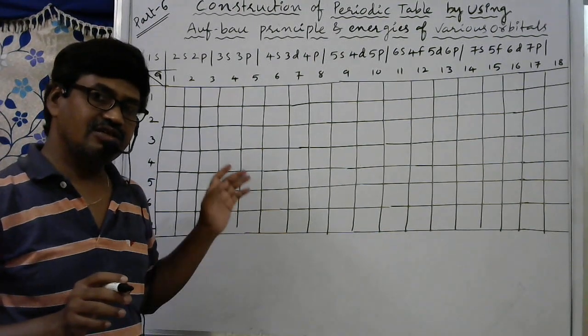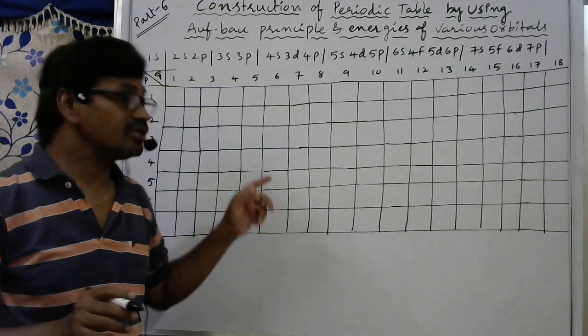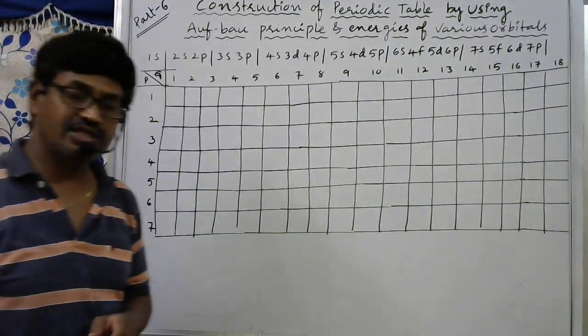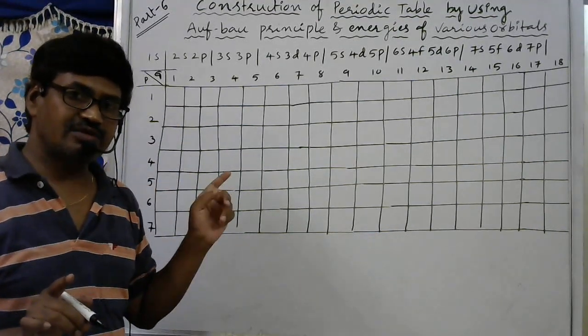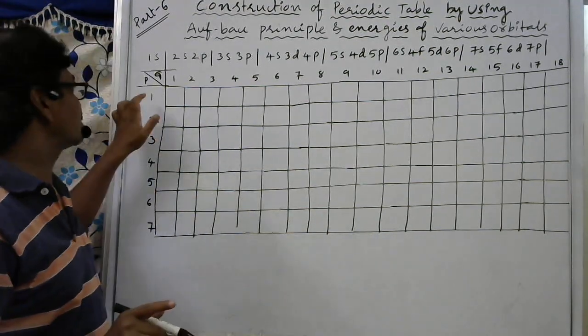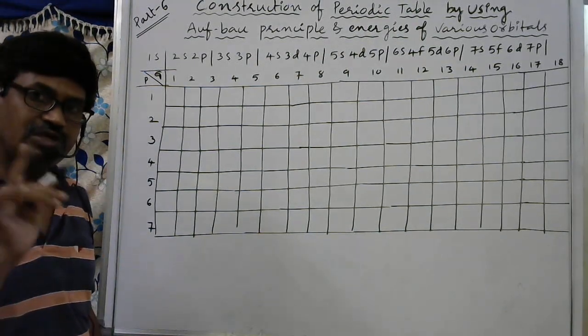This is only about the modern periodic table. It was constructed by Niels Bohr using the Aufbau principle and the energies of various orbitals. One more statement you have to remember: every period starts with an s orbital and ends with a p orbital, except the first period. The first period starts with an s orbital and ends with an s orbital only. That means only two elements are present in the first period.